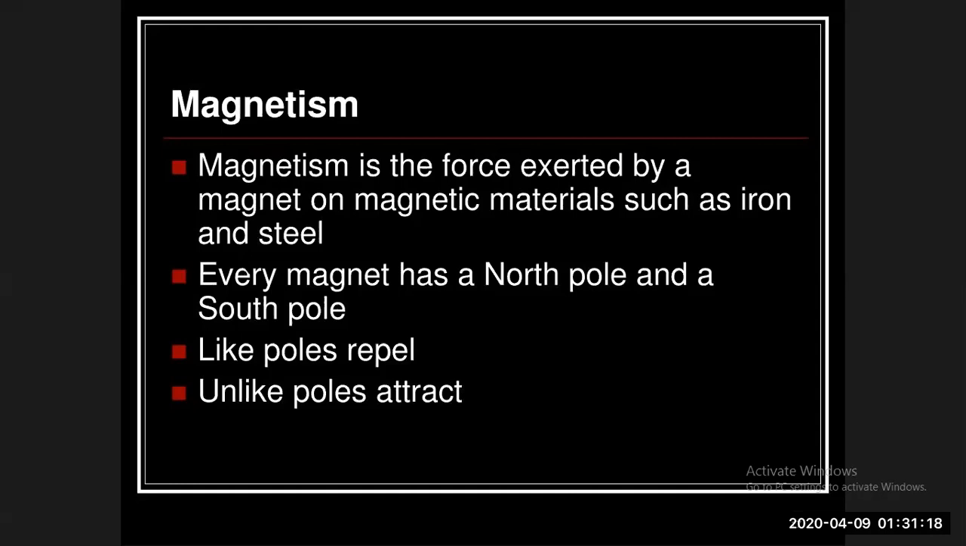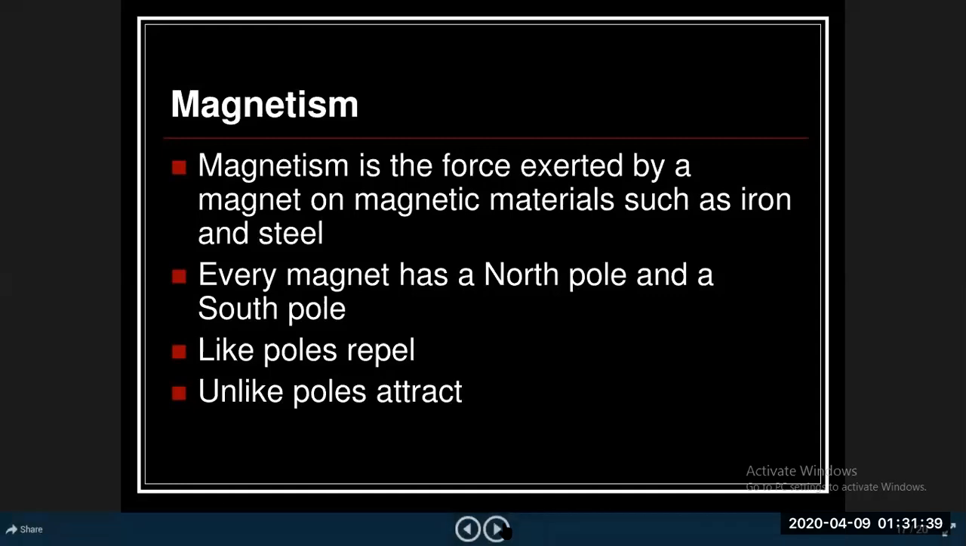Every magnet has a north pole and a south pole. North and north poles repel each other, and south and south poles repel each other. But a north pole and a south pole attract each other. In this case, we can conclude that like poles repel and unlike poles attract.